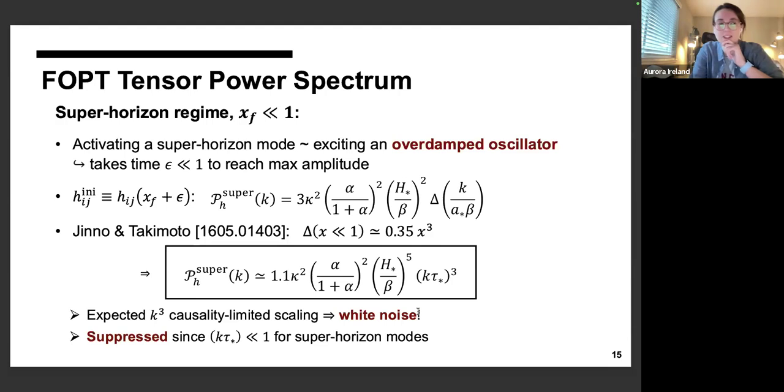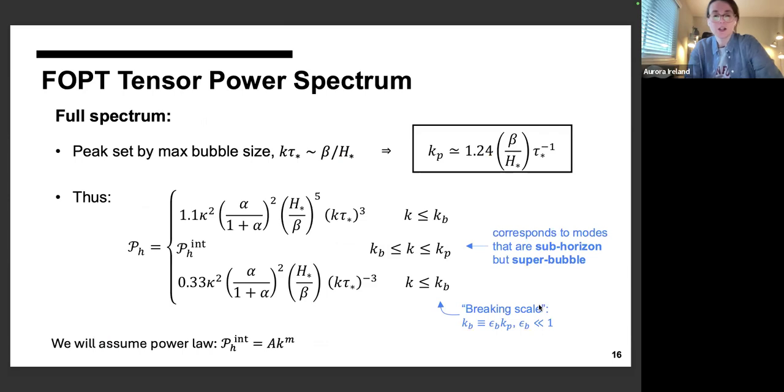By causality limited, I just mean those modes that have wavelengths much larger than the spatial correlations of the source. Because of that, it's kind of like universal behavior. They're not really sensitive to the microphysics, and so their correlations are just random white noise. Also, because kτ_* is much smaller than 1 for these initially superhorizon modes, this is suppressed, again, as expected. So the full spectrum is the combination of these things.